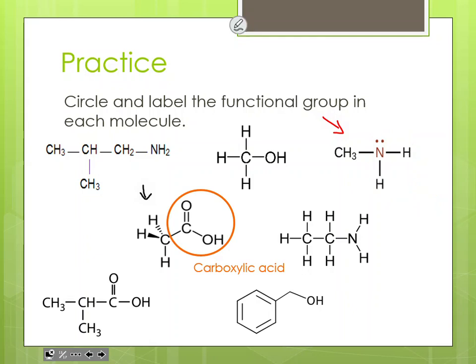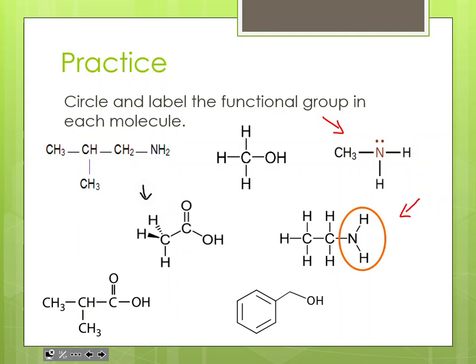Over to the right here, this one. What's this one going to be? What do we see on the end? NH2. So that's also an amine. How about down here in the lower left? That is also a C double bonded to an O with an OH. Very good, right there. That is a carboxylic acid.